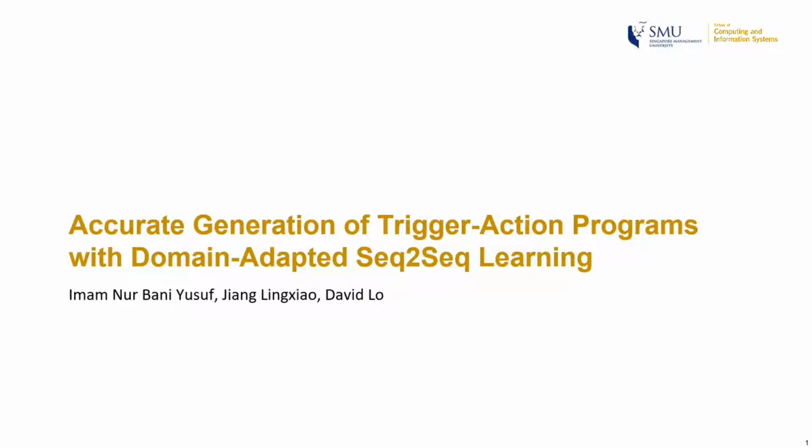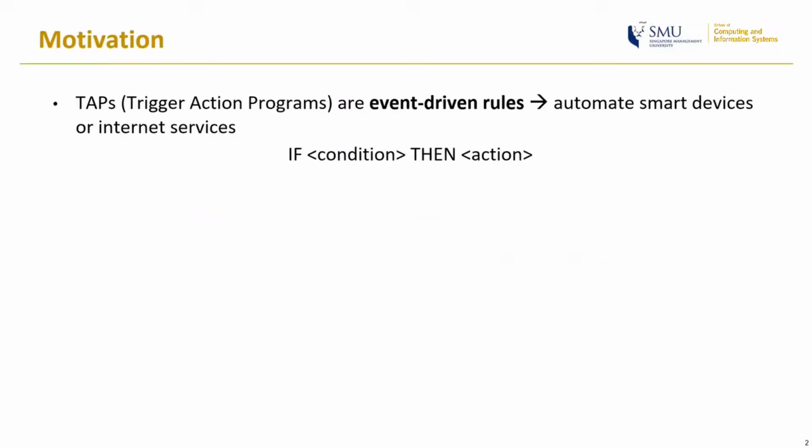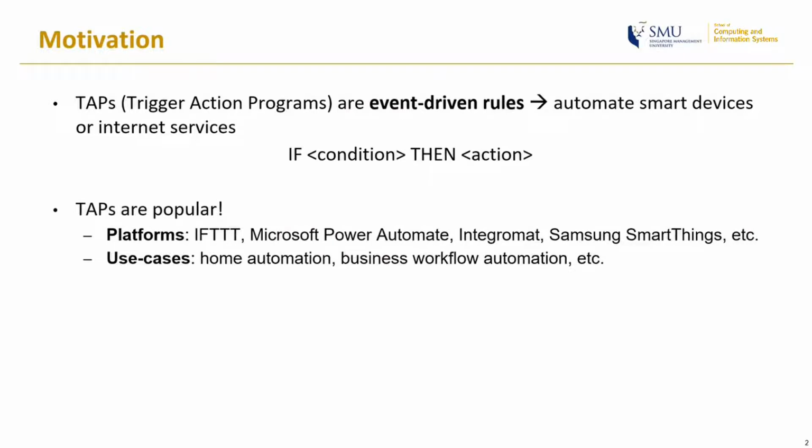Today, I shall present our paper titled Accurate Generation of Trigger Action Programs with Domain-Adapted Sequence-to-Sequence Learning. TAPs are event-driven rules used to automate smart devices or internet services. TAPs have been used in various use cases such as home automation and business workflow automation.